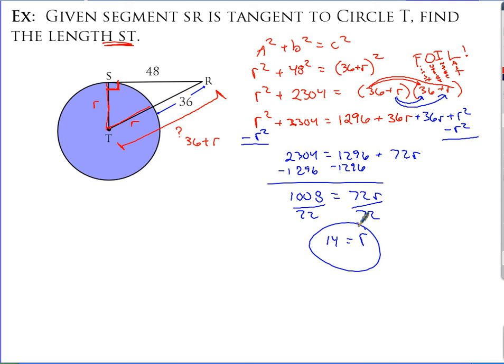Is that what we wanted to find? Is that our answer? Well, go back and look at the problem. We've done a lot of work. Is that what we wanted to find? Yeah, we wanted the length ST. Well, we defined ST to be R. So that's our answer. That's what we wanted. The radius is 14. Okay, your assignment.